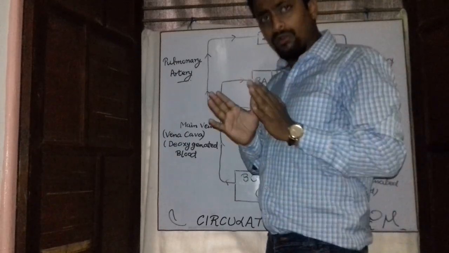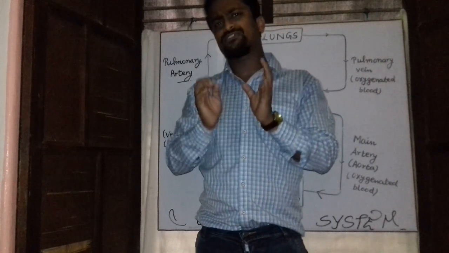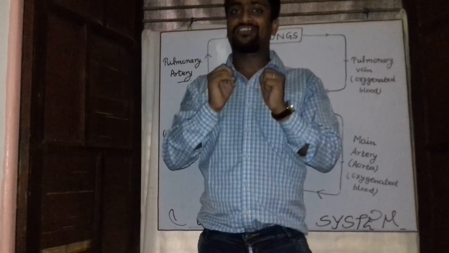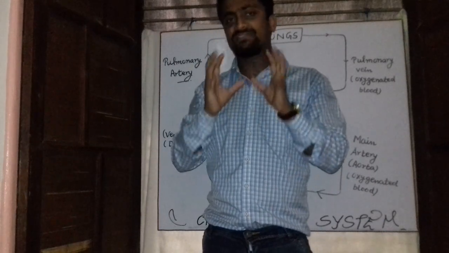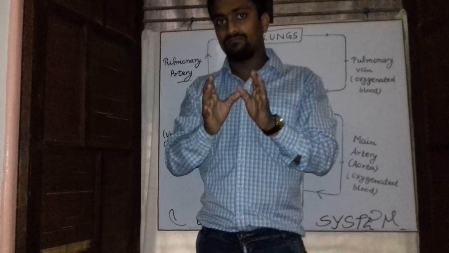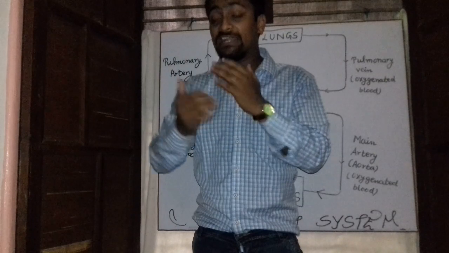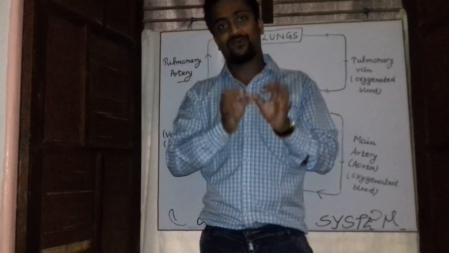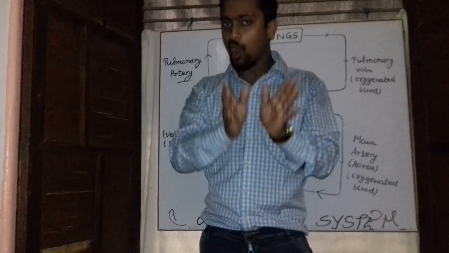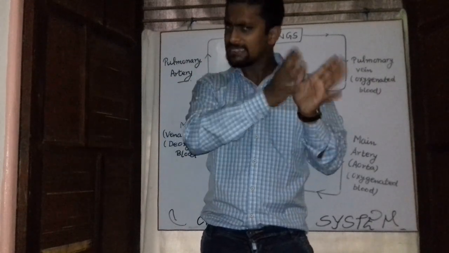Okay, so now we will be dealing with how the actual transportation of nutrients takes place, how the heart pumps the blood to different body organs, and how each and every cell of the human body is supplied with nutrients and oxygen, and how the waste material is carried out.